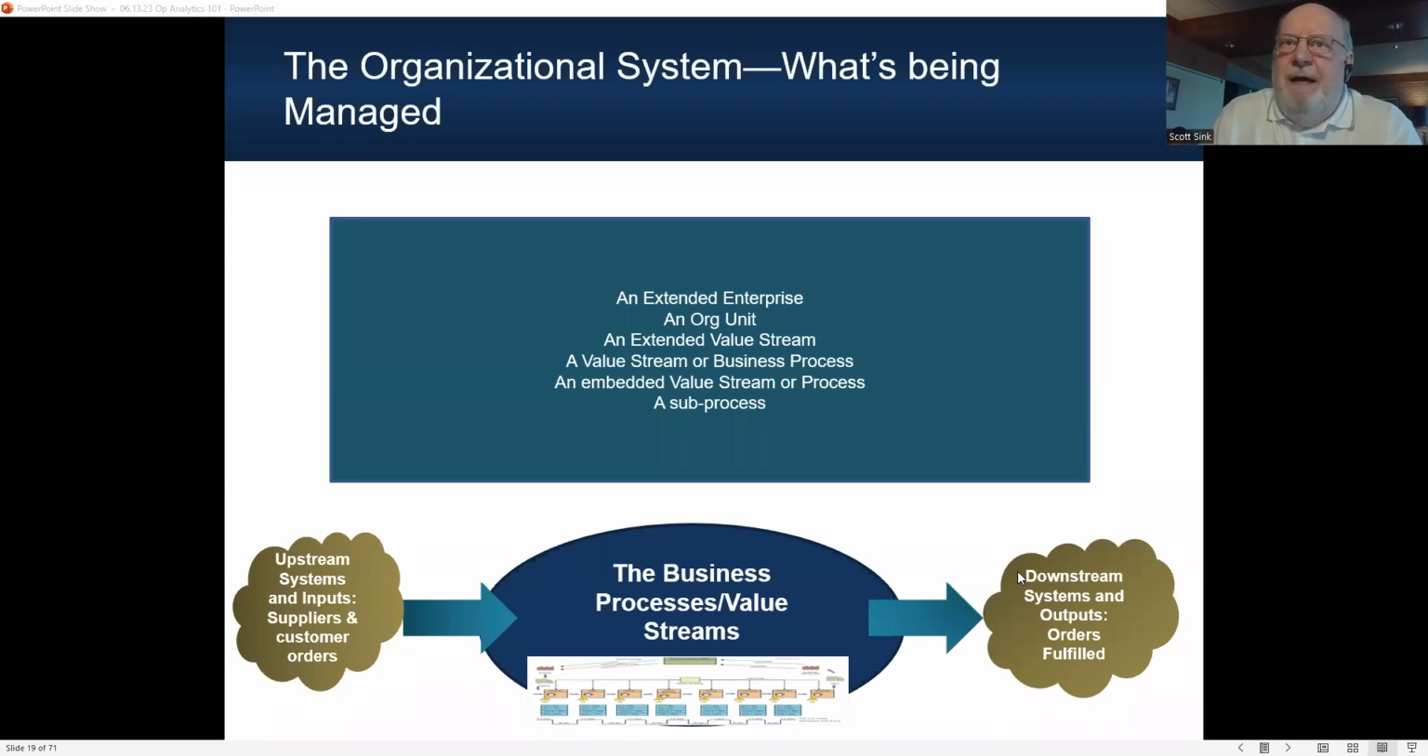It could be an extended value stream. So it could be a business process. In other words, it begins with the customer, ends with the customer, like order fulfillment, for example. So it could be a business process that cuts across functions, cuts across the verticals in the organization, so to speak. And then it could be a little domain project. It could be an embedded value stream or a process or a sub-process. So what I'm walking you through can be useful regardless of the size of the system that you're focused on.